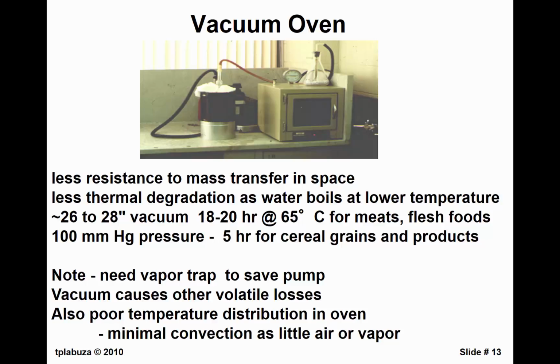So you need that. The vacuum, however, does increase volatile loss because there's more escaping tendency. And again, you can have the poor temperature distribution. Usually these are smaller, so you only have 2 trays in here. And since there's no air, convection is not as important in there. It's more radiant heating that's doing it. But you definitely need that trap in there.